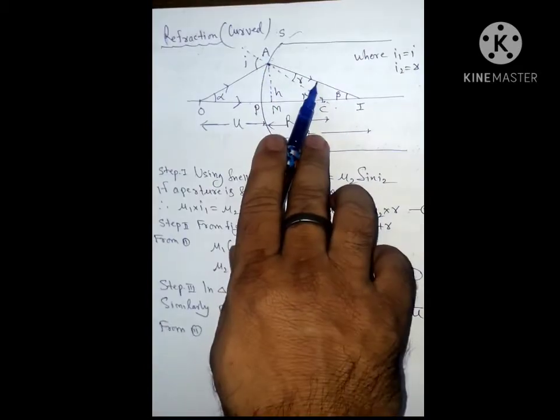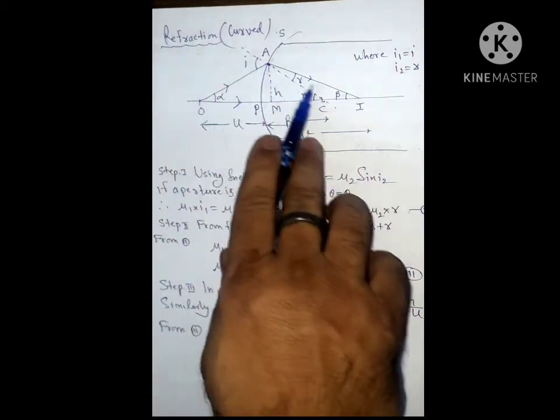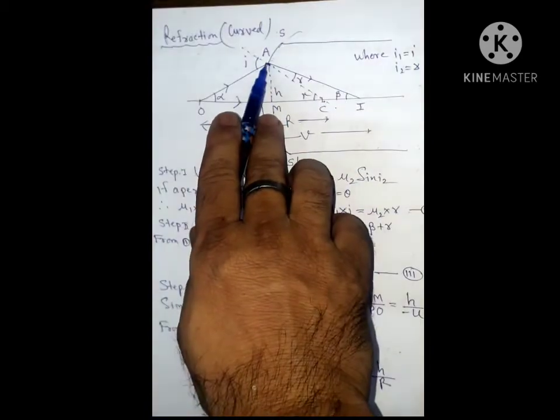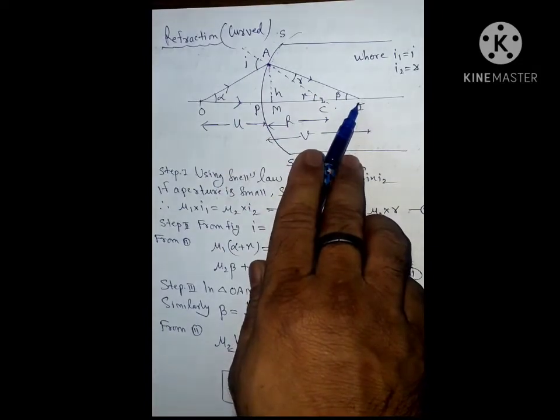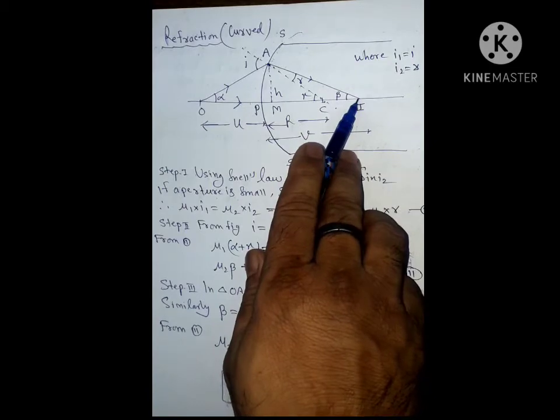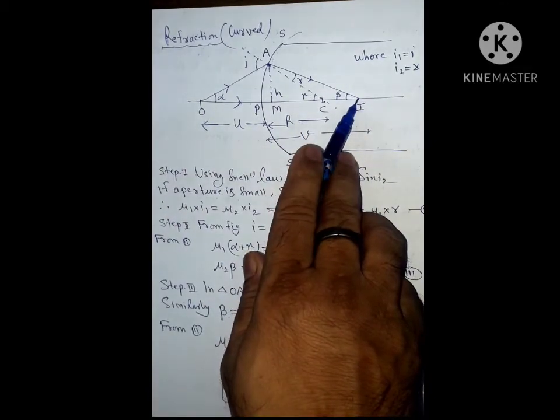Actually, this is a denser medium, glass, and this is a rarer medium, air. Draw the normal; it meets at the center of curvature of the curved surface. Light bends toward the normal and these two rays will meet at the point I. So the image of the object will form at this point I.